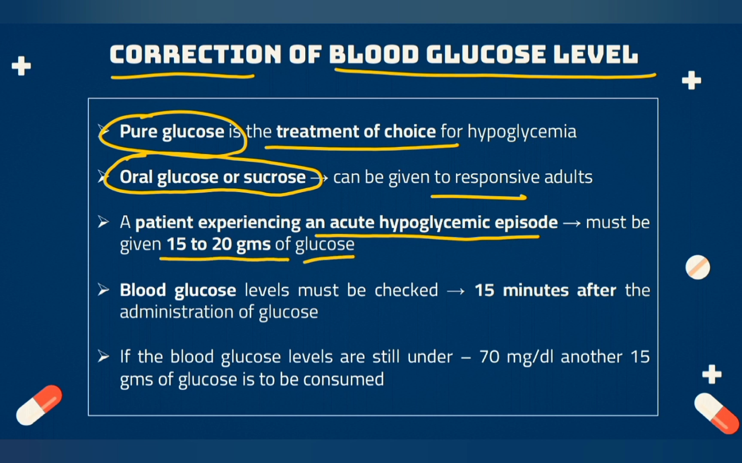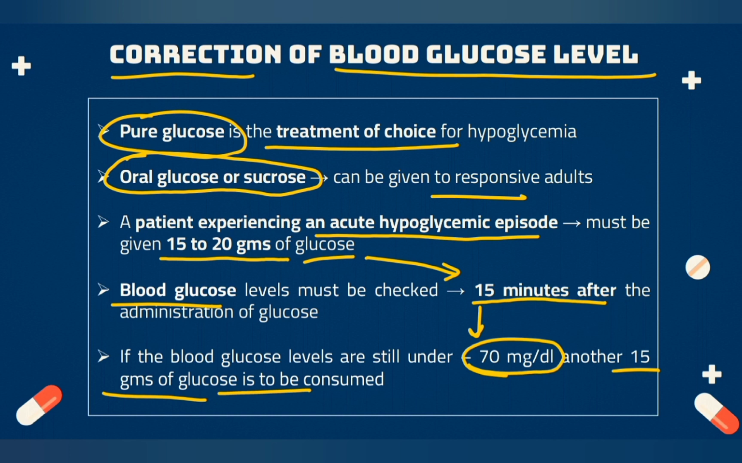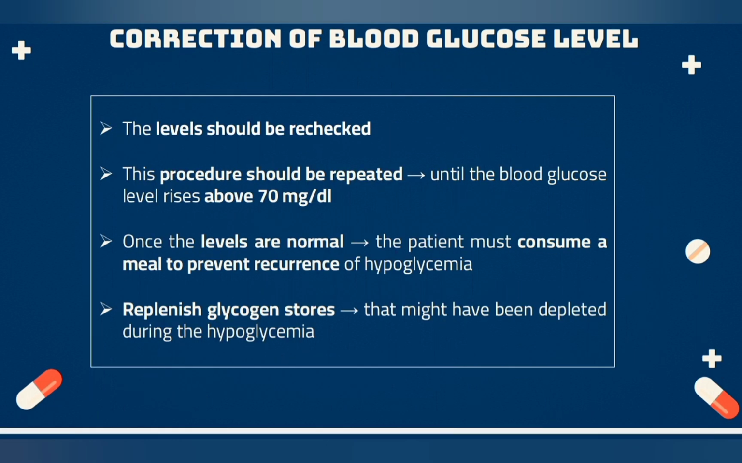Then we need to check the level of blood glucose 15 minutes after administration of this glucose, and again if the blood glucose level is less than 70 milligram per deciliter, then we need to give another 15 to 20 grams of glucose to the person. After that, we need to check the blood glucose again, and this procedure should be repeated until the blood glucose level rises above 70 milligram per deciliter.